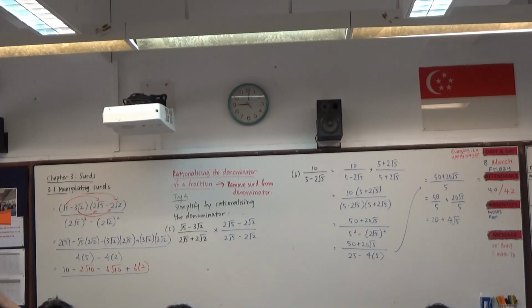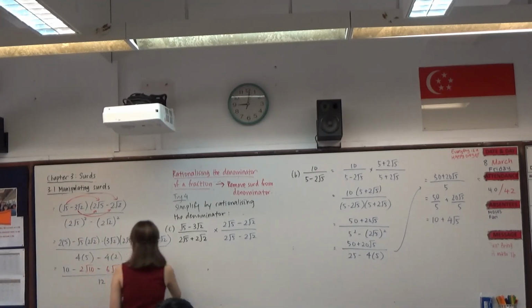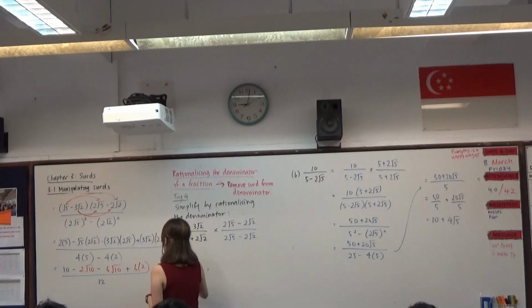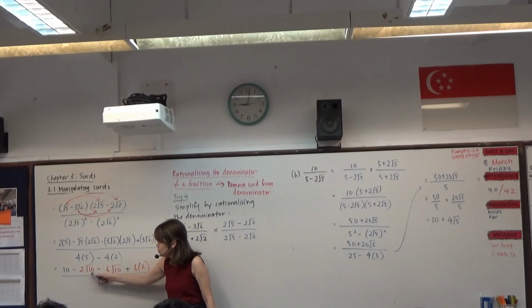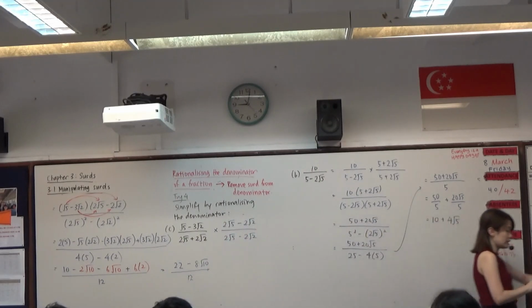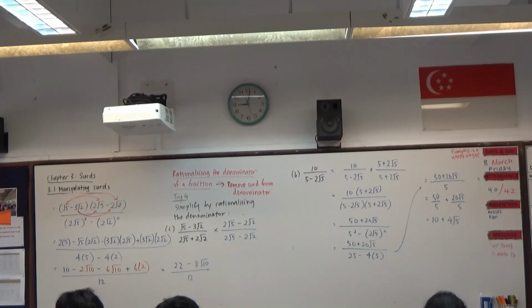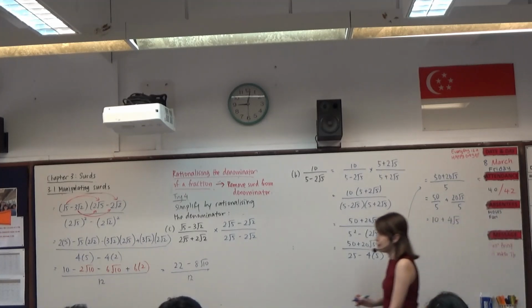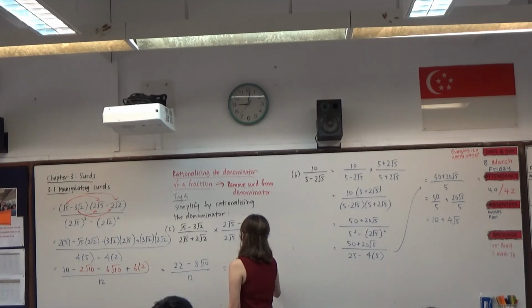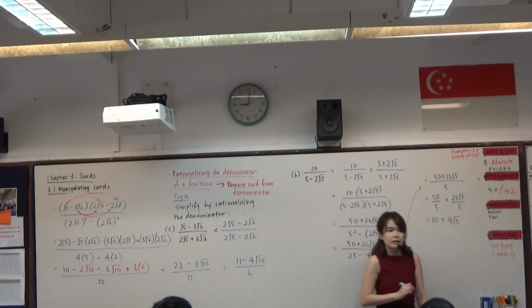Denominator, you can press your calculator for it. 4 times 5 is 20, 20 minus 8, that will be 12. Then we can continue to simplify this. 10 plus 6 times 2, that will give us 10 plus 12, 22. Minus 2 root 10 minus 6 root 10, that will give us a negative 8 root 10. Such that we get 22 minus 8 root 10 over 12. Still can simplify because we have common factors. I can divide by 2. So this will be the most simplified answer.